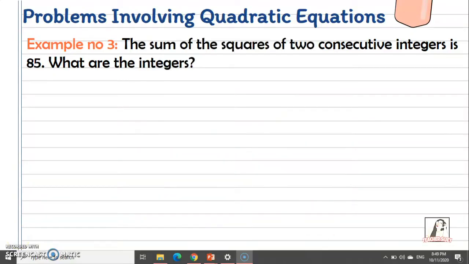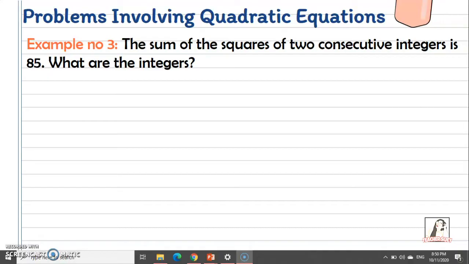I am Teacher Sijey. So this is the second part of problems involving quadratic equations. Para sa mga hindi pa nakakapanood ng part 1 ng problems involving quadratic equations, ilalagay ko po yung link sa description. So mas magandang panoorin nyo muna yung part 1 para mas maintindihan nyo yung pagkakasunod-sunod ng mga problems.